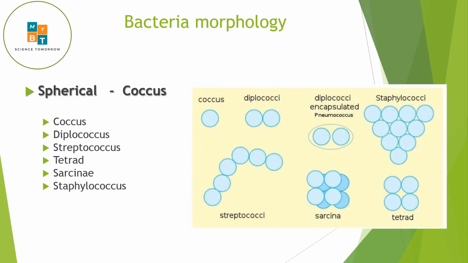And sometimes this diplococcus may be encapsulated. There's a covering for the diplococcus. Four spherical bacteria come together and form a tetrad. Eight spherical bacteria come together and form sarcina. Without a definite structure, they come together forming a grape-like cluster. You call it staphylococcus. So basically, coccus, otherwise spherical bacteria, will form coccus, diplococcus, streptococcus, sarcina, tetrad, and staphylococcus.